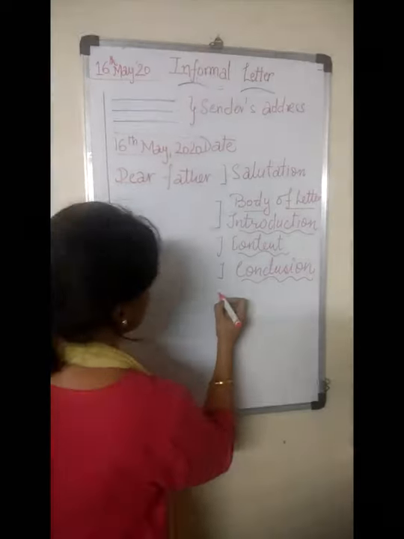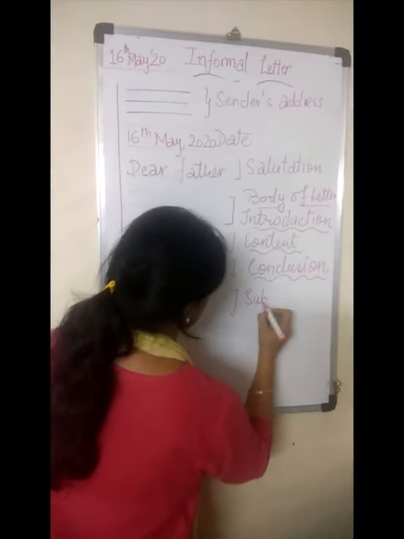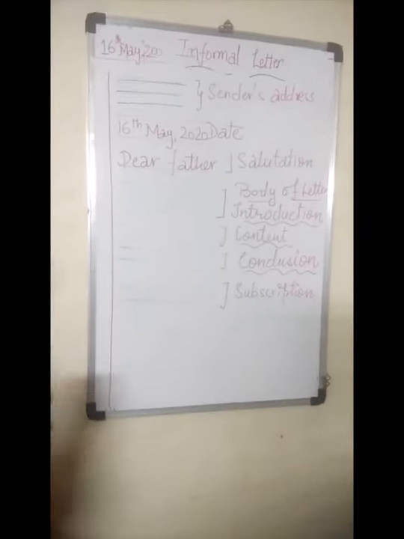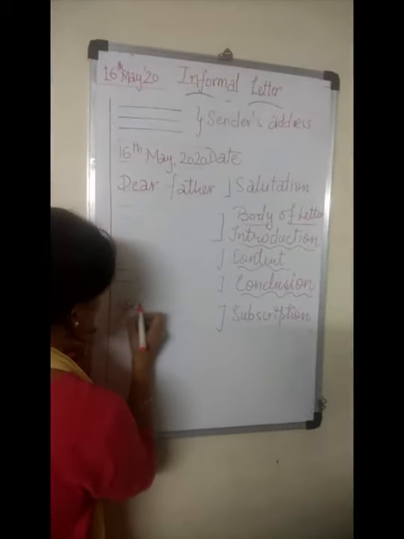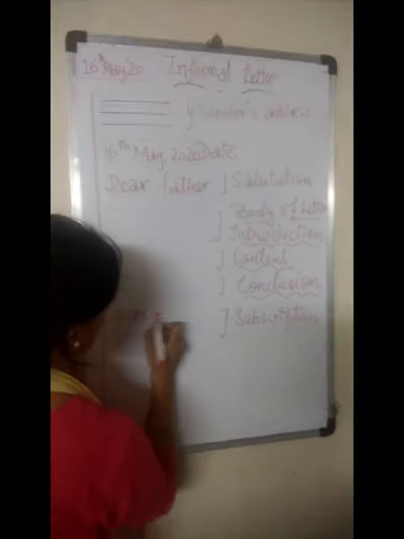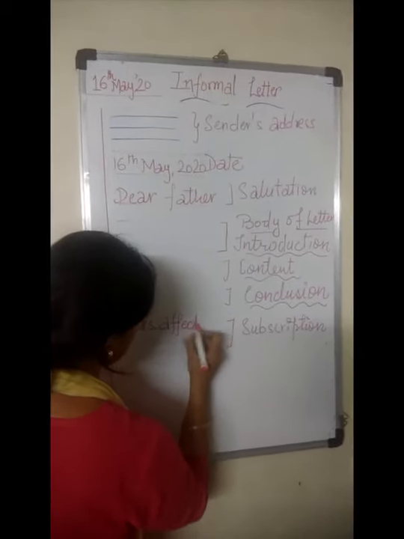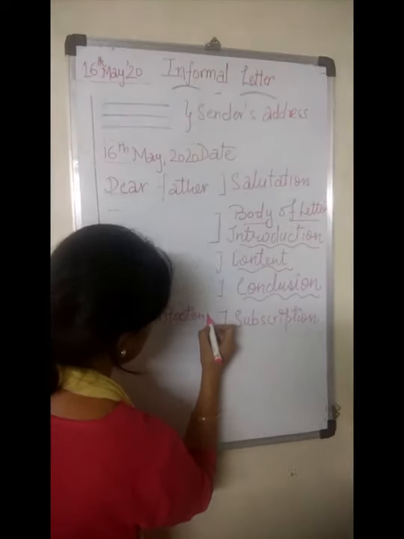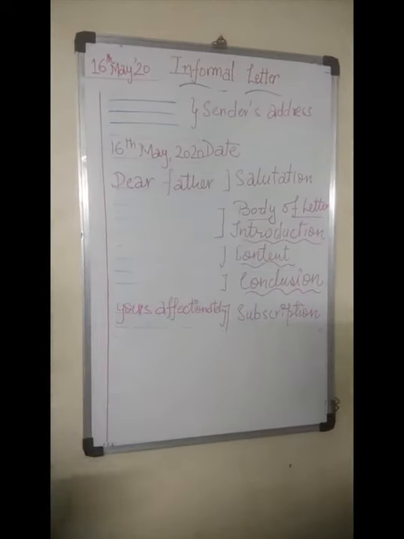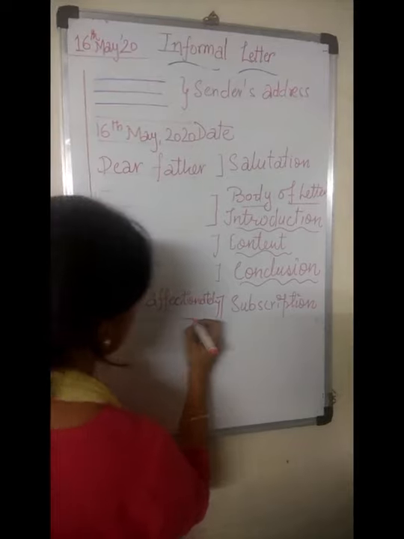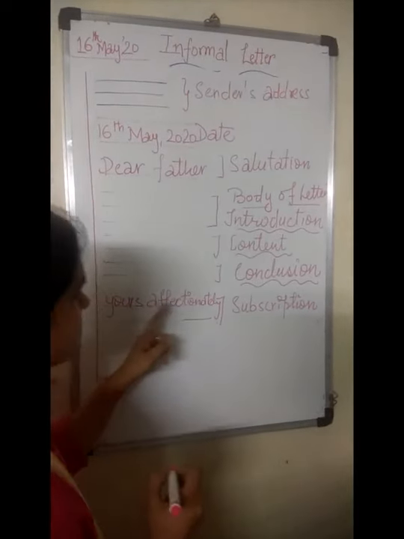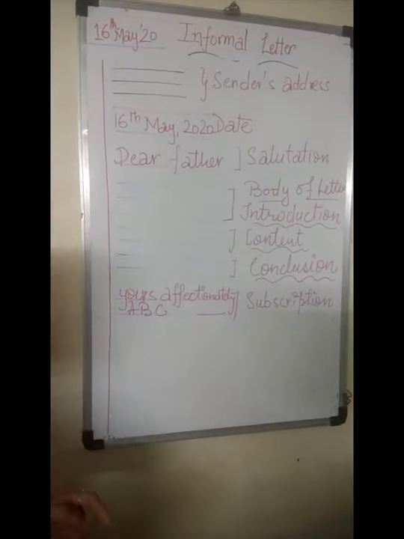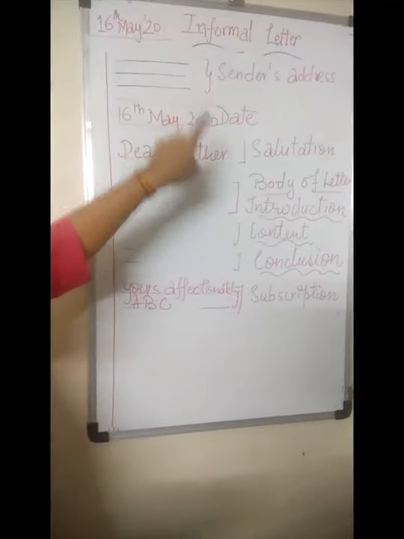And then comes the last part of the letter. What is that? Subscription. Subscription is written with yours affectionately, if the letter is written to any of the informal relationship like your father, your mother. Then you must write yours affectionately. And if it is to your friend, then you could write yours sincerely. Here you will write your name. So this way, the format of informal letter completes here.